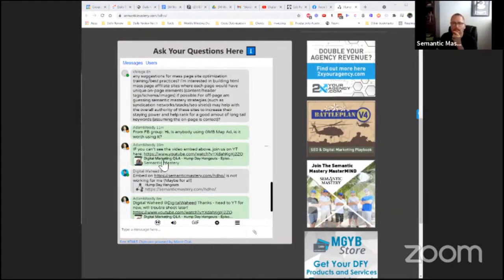So Chris is asking us here, any suggestions for mass page site optimization training or best practices? Interested in building HTML mass page affiliate sites where each page would have unique on-page elements, content, header tags, schema, images, if possible. For off-page, I'm guessing Semantic Mastery strategies such as syndication networks, stacks, SEO Shield may help with the overall authority of these sites to increase their staying power and help rank for a good amount of long tail keywords, assuming the on-page is correct.